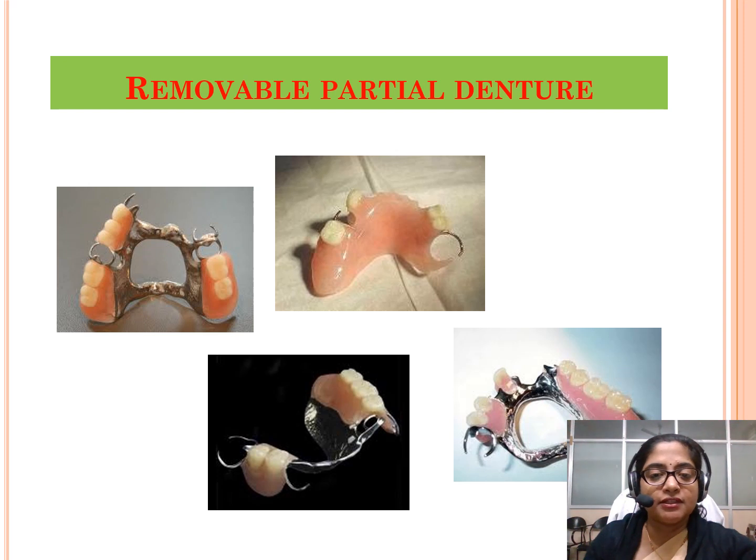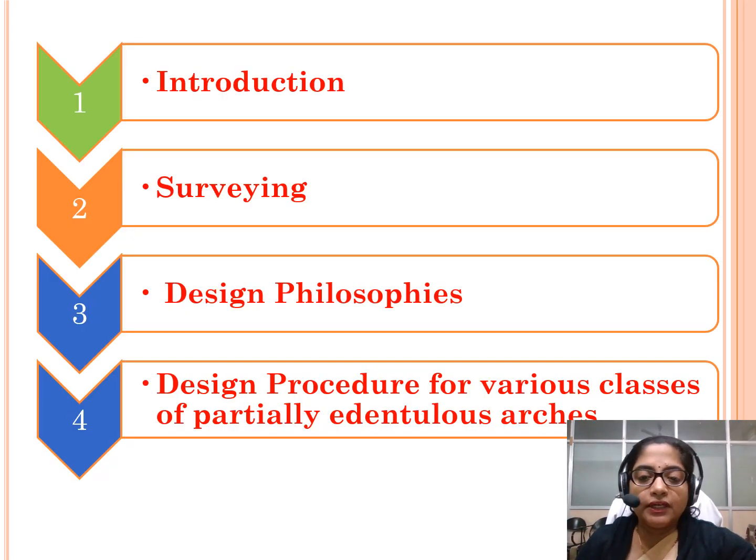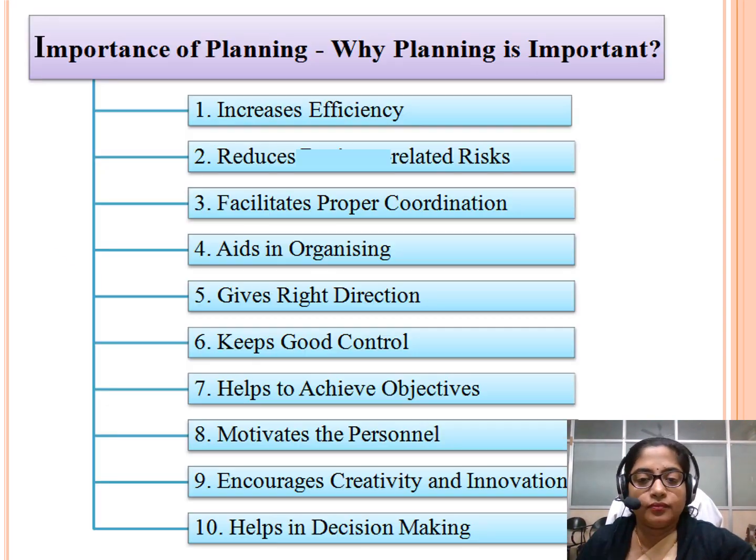So, a removable partial denture, you must have seen these various types, in which there are interim partial dentures with acrylic resin and denture teeth and clasps, and cast partial dentures which are made up of a metallic framework and denture base resin and teeth. So these are different types of removable partial denture, and the type of denture we are talking about today is the cast partial denture with metallic framework and not the interim partial denture. So we will cover this topic under the following headings: Introduction, Surveying, Design Philosophies, and Design Procedures for various classes of partially edentulous arches.